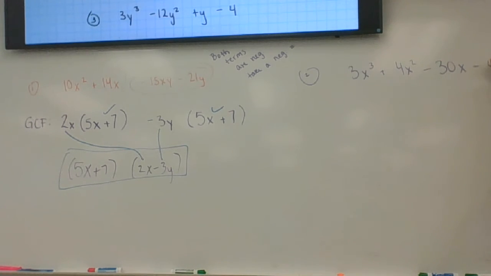Does anybody need me to zoom? Group 1, the GCF.